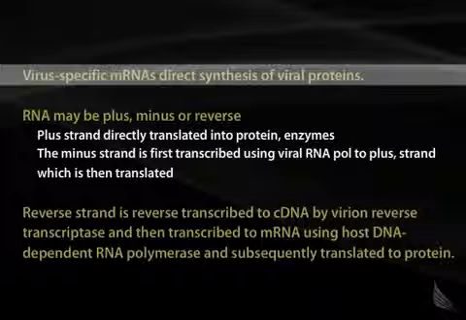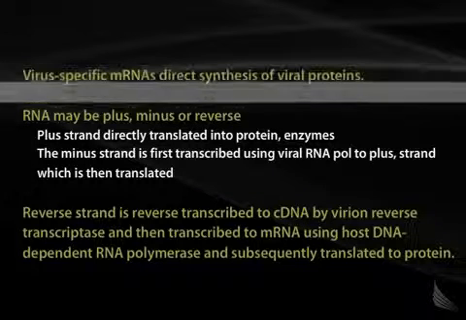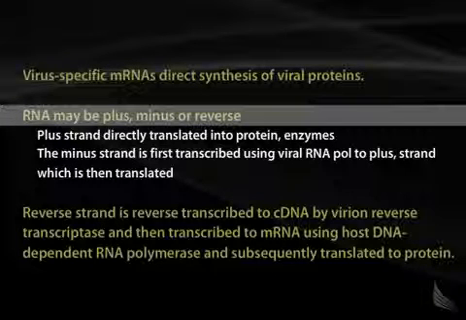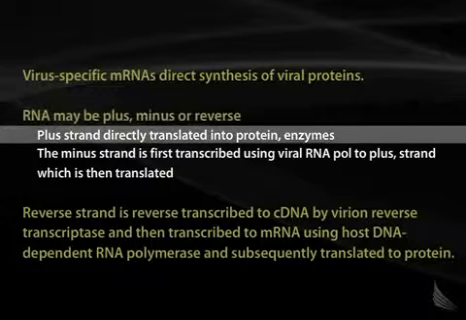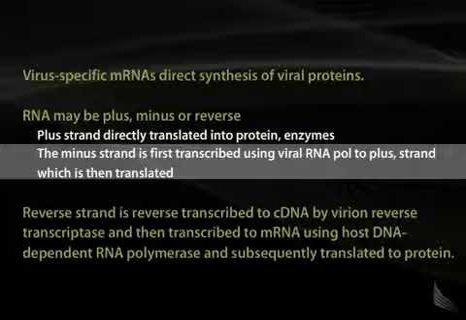Virus-specific mRNAs direct the synthesis of viral proteins. The RNA may be plus, minus, or reverse strand. Plus strand directly translates into proteins and enzymes, whereas the minus strand has to be transcribed using a viral RNA polymerase to change it from minus RNA to plus RNA, which then can be translated through the host machinery.